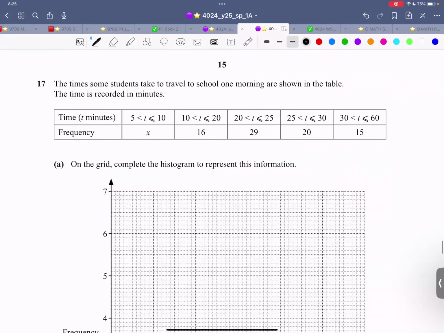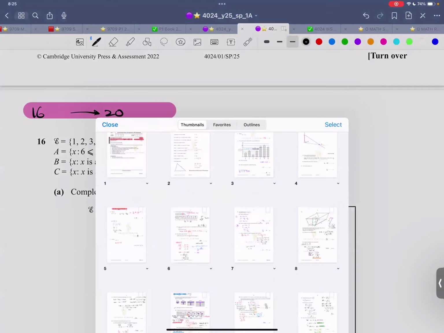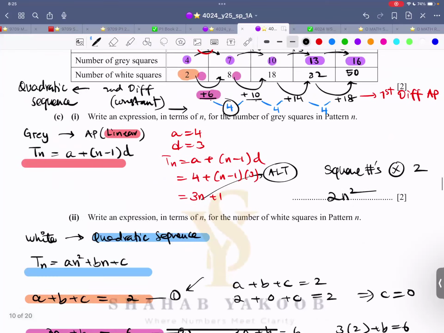Question 17. The times taken by some students to travel to school one morning. And this is question 16 till 20. And what time did we start? Hold for a second. So this is 8:22, I think. Okay.